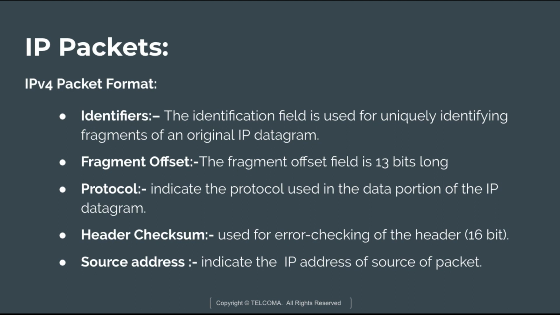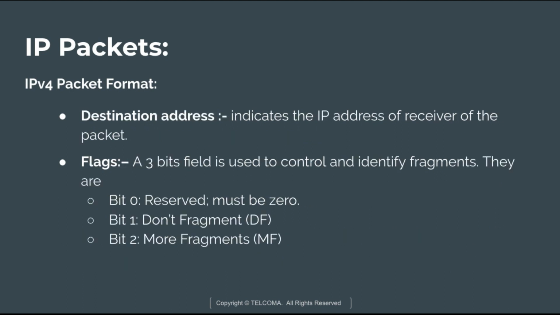Next is header checksum. This field is used for error checking of the header and it is 16 bits long. Next is source address. This indicates the IP address of the source of the packet, or the originator of the packet. Next is the destination address. This indicates the IP address of the receiver of the packet.